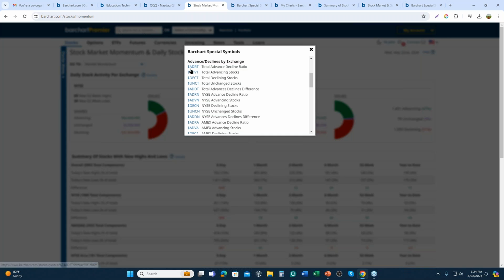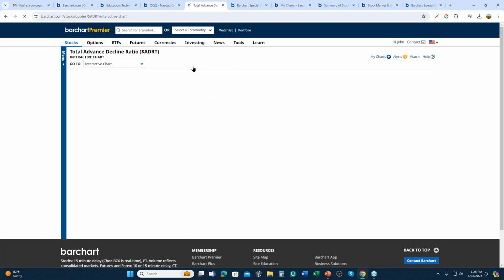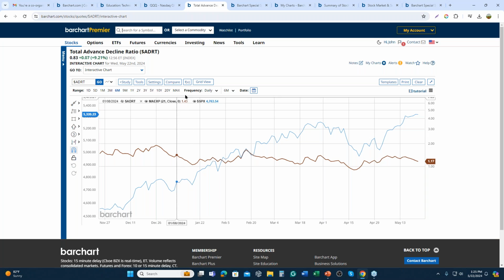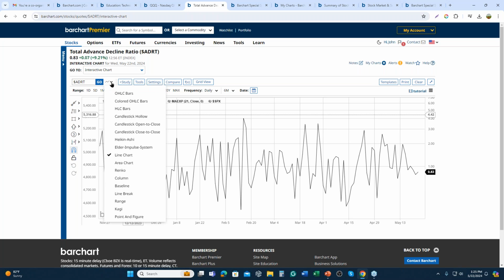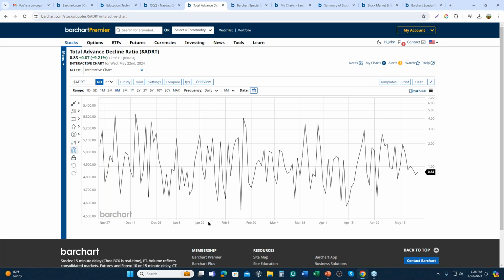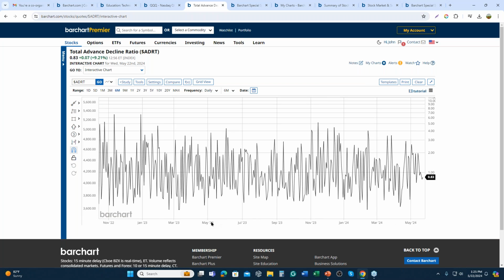So let's go to the ADRT, which is the total advance-decline ratio. Now I'm going to open that up, and it's going to open me up to a chart. The first time you open this chart up, you're just going to see a lot of dots. So what I recommend is that the first thing you do is go up here and change the chart into a line chart. This is just going to connect the dots, so to speak. And if you look at this, this is a lot of noise, right? It's up and down, up and down, up and down.